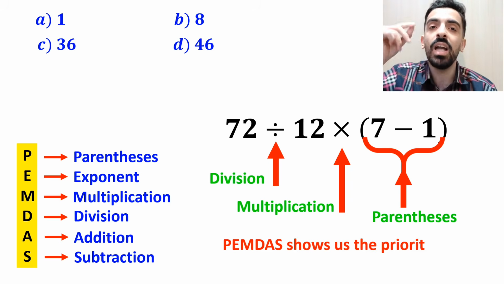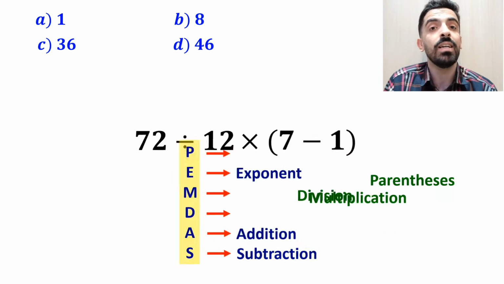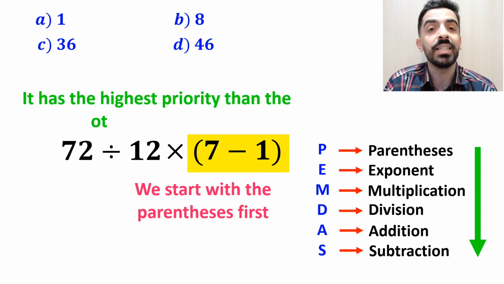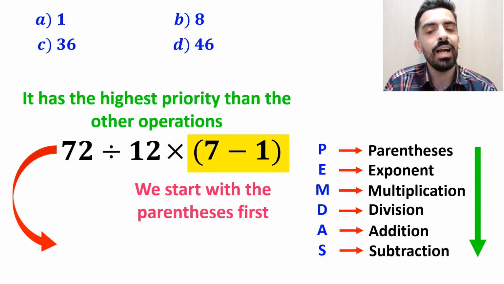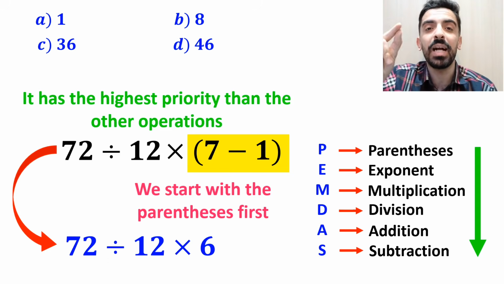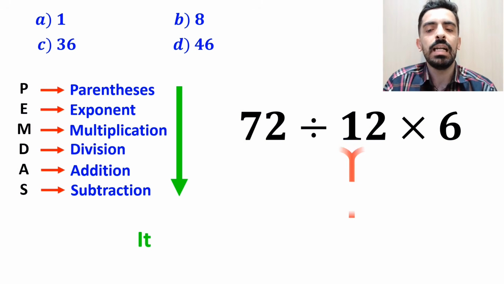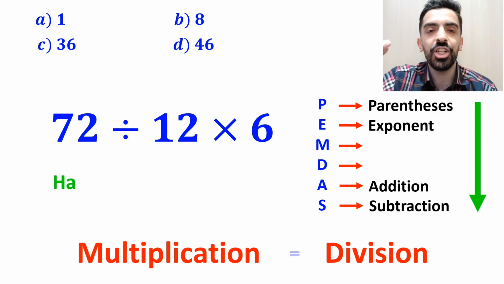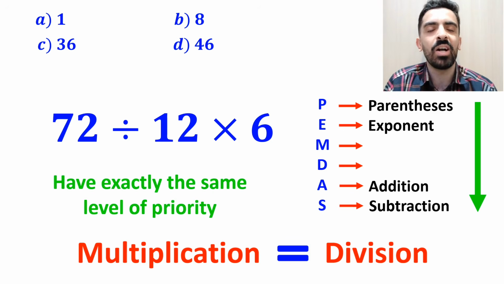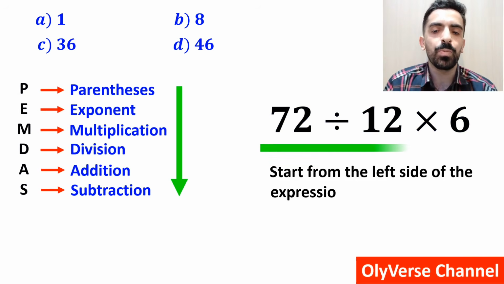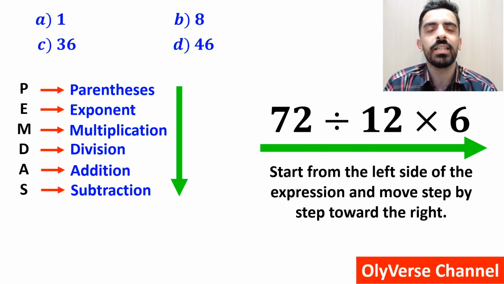PEMDAS shows us the priority of the order of operations. So, we start with the parentheses first, because it has the highest priority among the other operations. Okay, this expression simplifies to 72 divided by 12 multiplied by 6. Now, it's time to simplify this expression. It's very important to note that in the PEMDAS rule, multiplication and division have exactly the same level of priority. In this case, all we need to do is to start from the left side of the expression and move step by step toward the right.